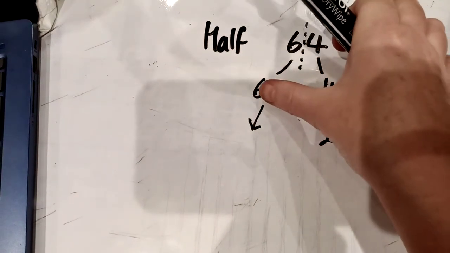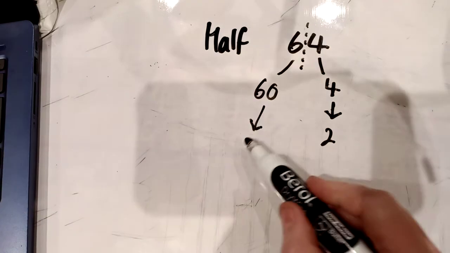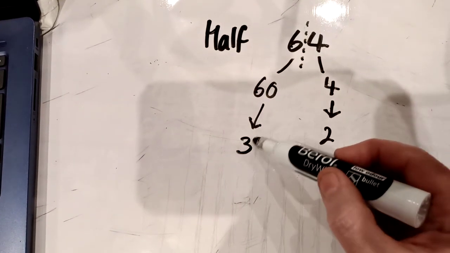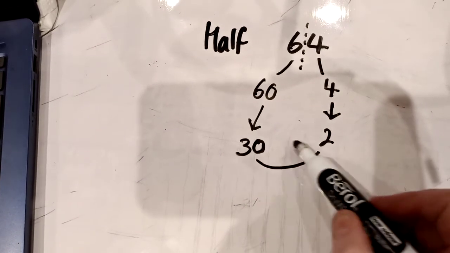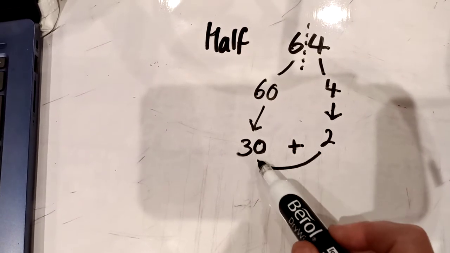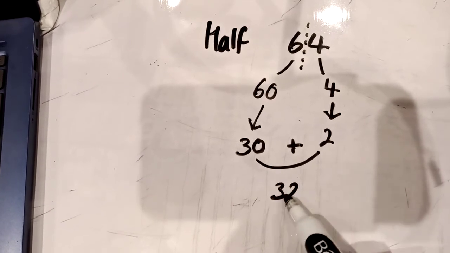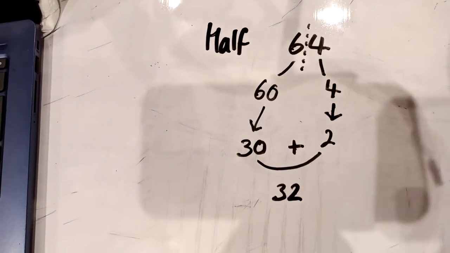What would half of 6 be? Half of 6 would be 3. So half of 60 would be 30. And then we've got to add them together. So what is 30 add 2? 30 add 2 is 32. So half of 64 is 32.